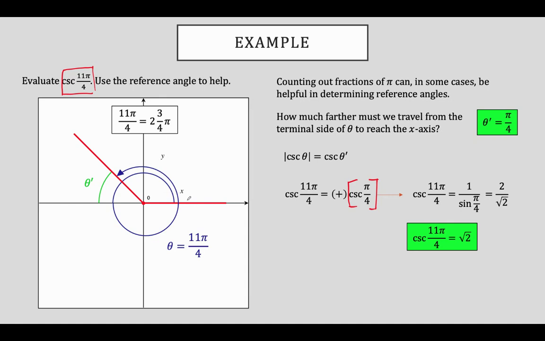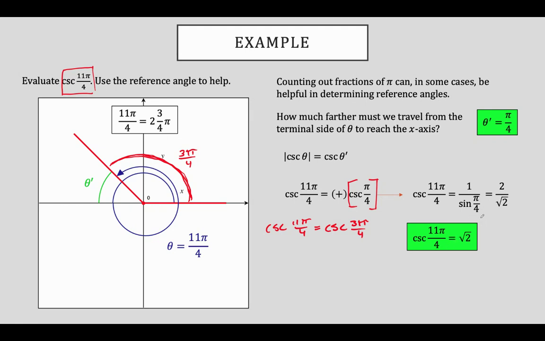All right, we could also say that this angle, 11 pi over 4, terminates in the exact same location as the angle 3 pi over 4. So another acceptable way to go about solving this problem would be that the cosecant of 11 pi over 4 is the same thing as the cosecant of 3 pi over 4, which we could then solve out using the unit circle. And again, we would get the same answer, root 2.